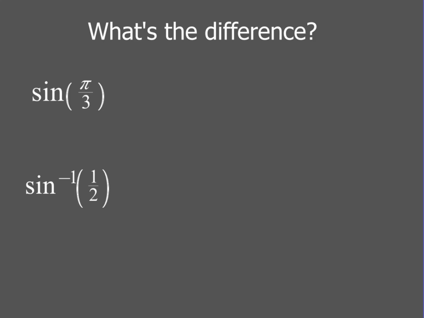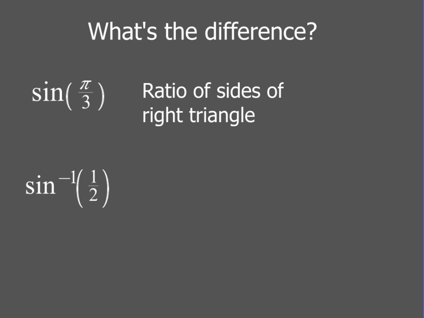Hopefully, by this point in your math career, you kind of start to understand this. The first one is going to be the ratio of sides of a right triangle. So I want to know what is the sine of pi over 3 or the sine of 60 degrees. That's going to give me a certain ratio or a certain number.